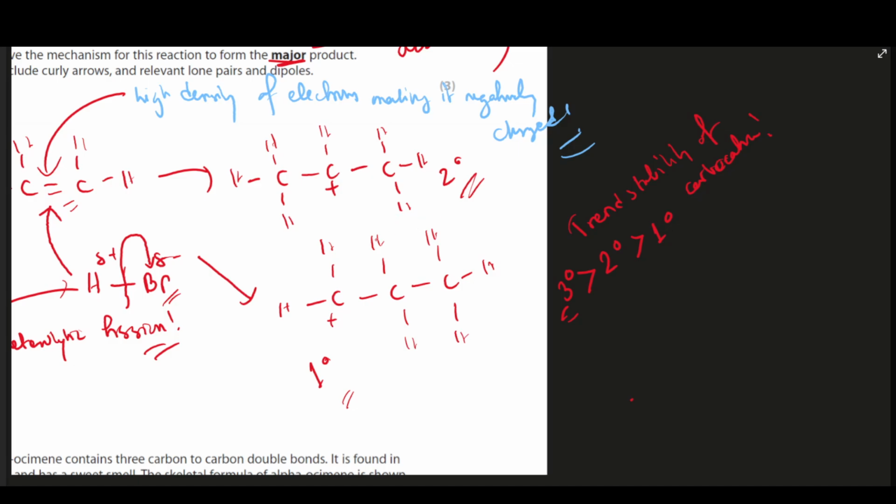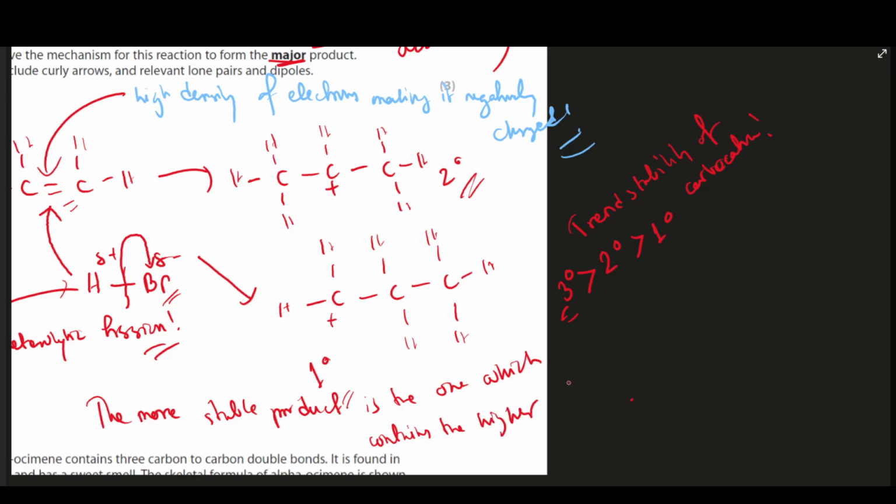So who do you think is more stable? Remember all the time, the more stable product is the one which contains the higher degree carbocation. Did you understand? So the more stable the product, the more stable product is the one which contains higher degree carbocation, and the more stable product will be the major product.